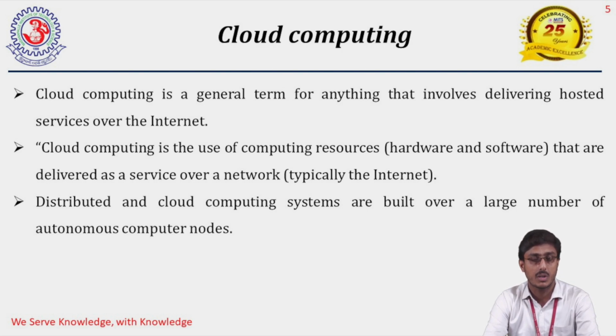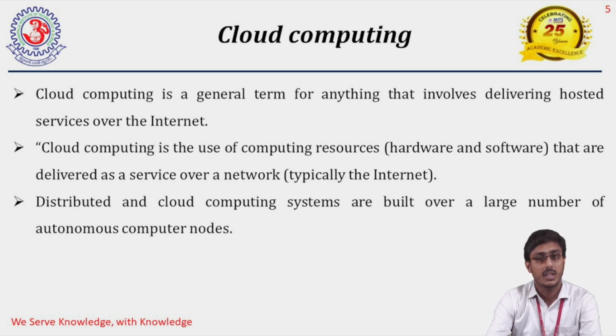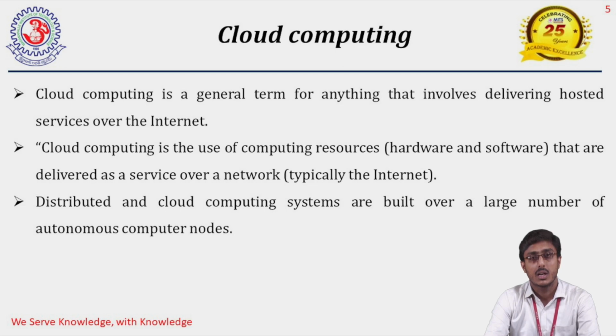Here, distributed means in a network we are having a resource that we share among n number of nodes. In the cloud, the concept is that we have certain hardware or software available, and based upon the service needed by the user, it will be delivered to a number of nodes. Again, both distributed and cloud computing may be a large number of systems built over a large number of autonomous computer nodes.